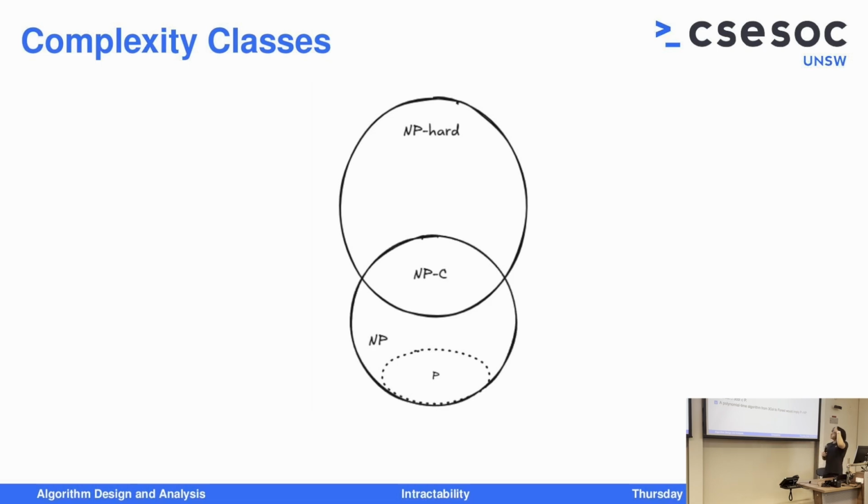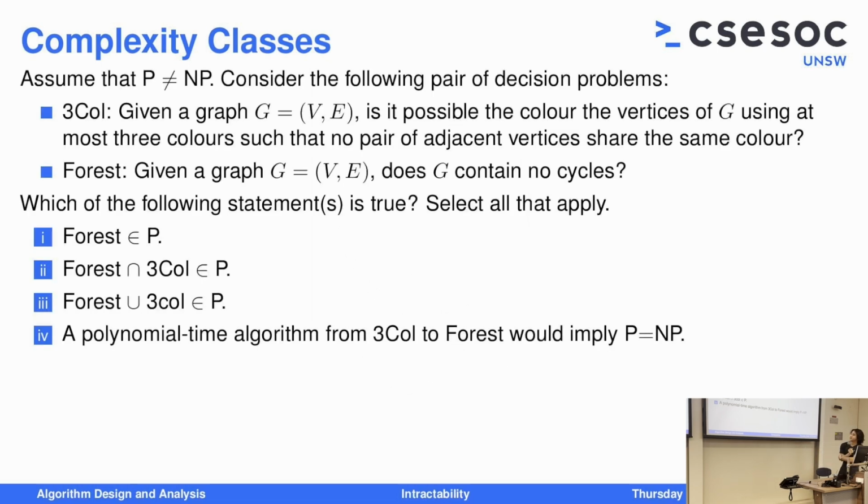Okay, here's a multiple choice question. Assume that P doesn't equal NP. Consider the following pair of decision problems. We have 3-coloring. I hope you've heard of these problems before, like 3-coloring and forests. I think in your exam you'll be given a list of known NP-hard or NP-complete problems, because you need those to reduce from, or reduce to, I suppose.